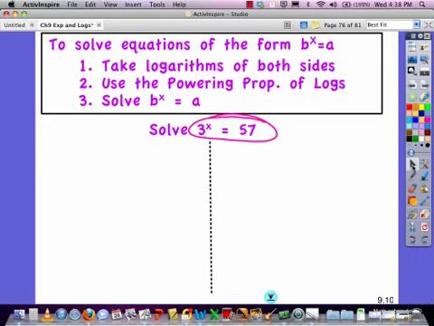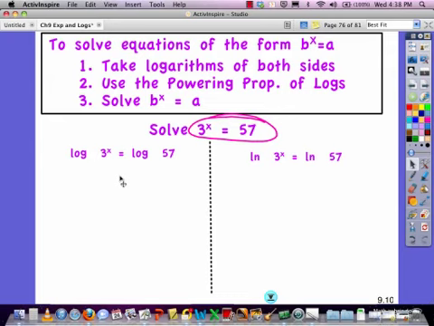So if I took the logarithm of both sides and I used the ln, it would look like this. If I used log, it would look like this. So you're seeing your exact same equation, 3 to the x equals 57. But in front of each of those terms, you're seeing the log or the ln, natural log. Doesn't matter which one you use. So pick one and let's go with it, and let's go to step 2.